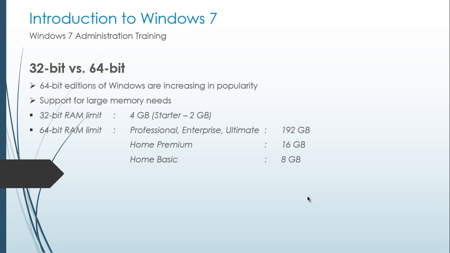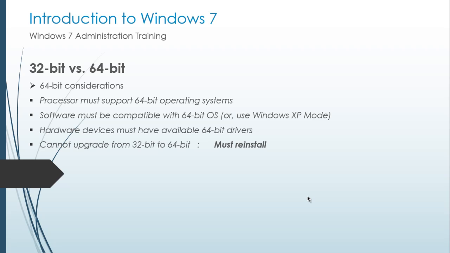The 64-bit RAM limits for Professional, Enterprise and Ultimate are up to 192 GB. For Home Premium it's up to 16 GB. For Home Basic it's up to 8 GB. This is the maximum limit you can upgrade your RAM to. 64-bit considerations: the processor must support 64-bit operating systems. To run a 64-bit operating system, you must have software compatible with 64-bit OS, and all the drivers must be the latest, up-to-date 64-bit drivers. And you cannot upgrade from 32-bit to 64-bit. You need to reinstall afresh.